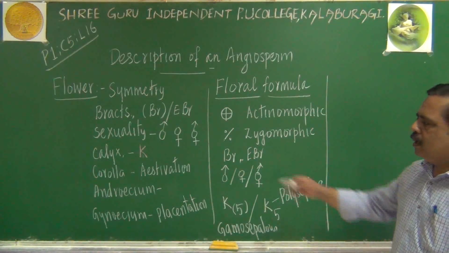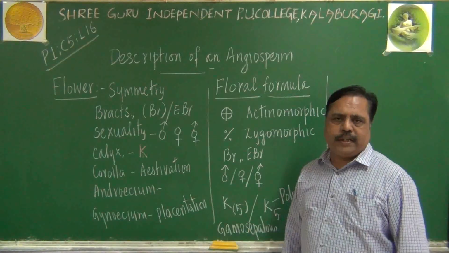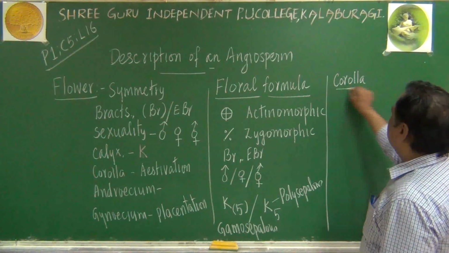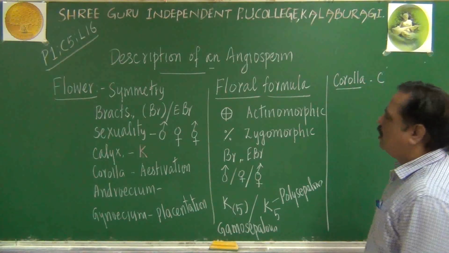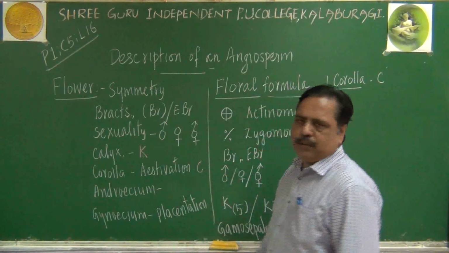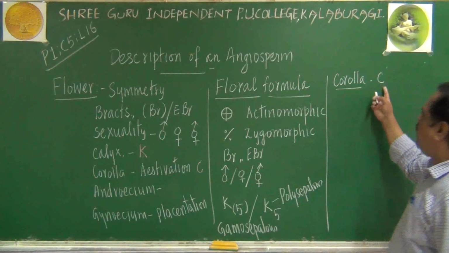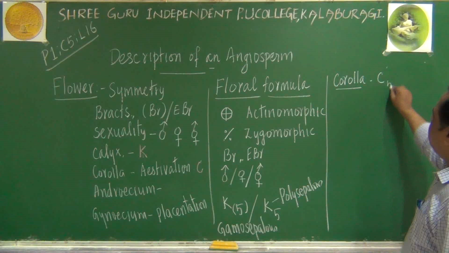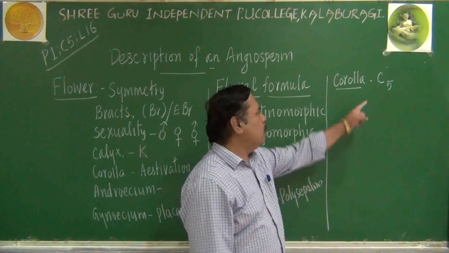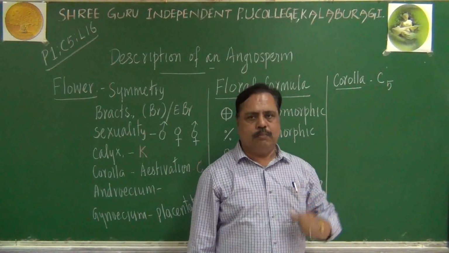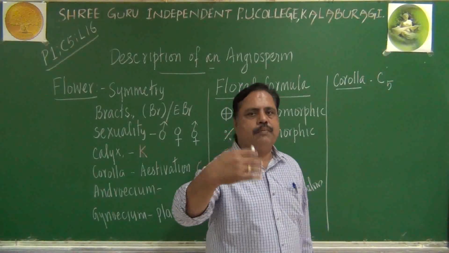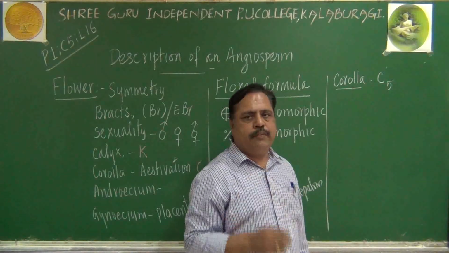For corolla, the next part of a flower, we use the symbol C actually. Corolla is represented with a symbol called C. So K refers to calyx, C refers to corolla. At the right hand side bottom, if I write the numerical 5, it represents there are 5 petals present in that corolla. Number of petals can be written as a subscript at the right hand side base of the corolla C.